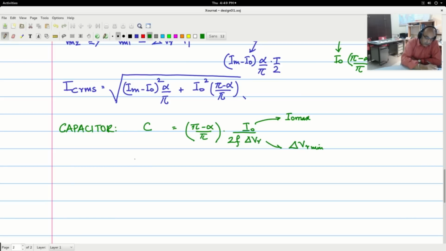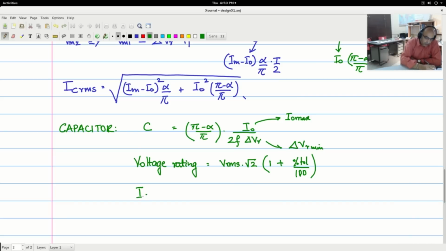Now the capacitor voltage rating. The max voltage that the capacitor will ever see will be Vrms into root 2. This is Vm. Now Vm itself could be swinging to the upper end because of the tolerance I said, 1 plus percent tolerance value, whatever, 10%, 20%, divided by 100. So this would be the maximum value that the capacitor will see.